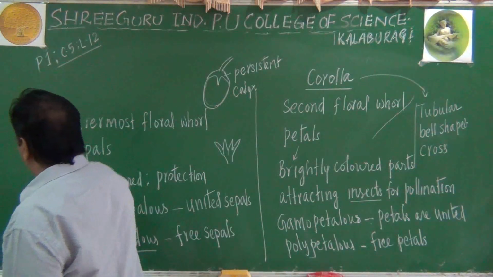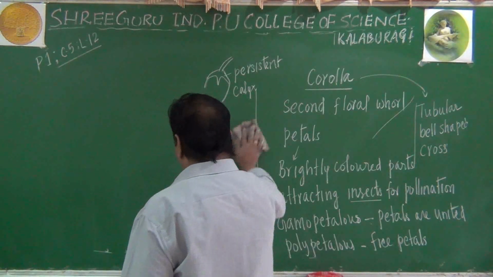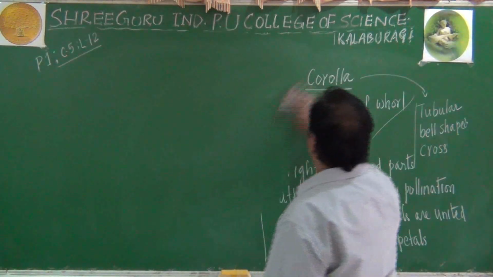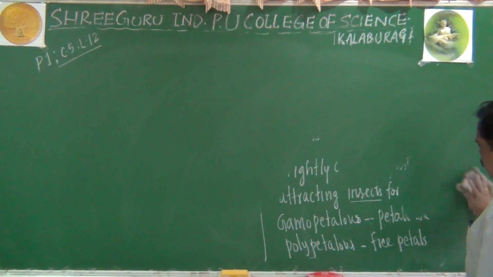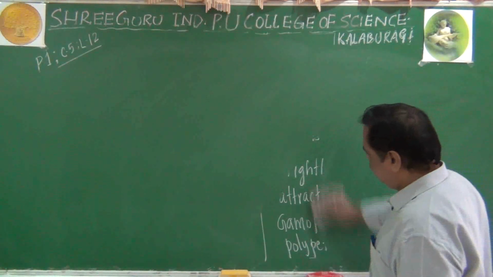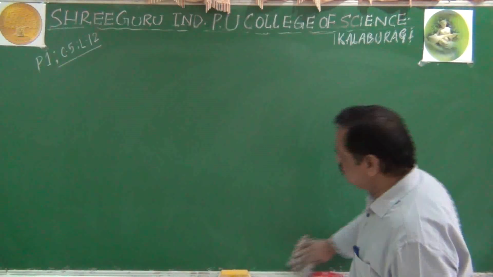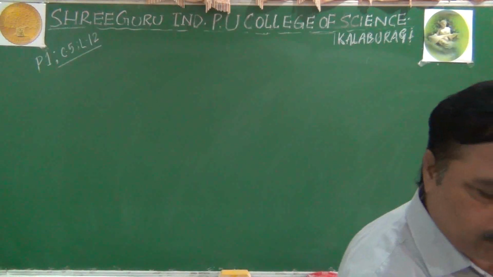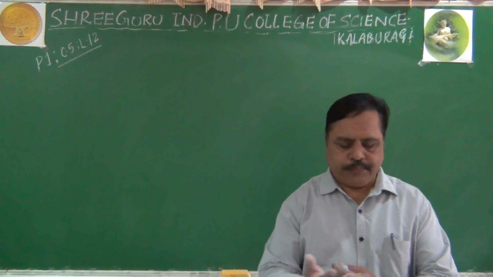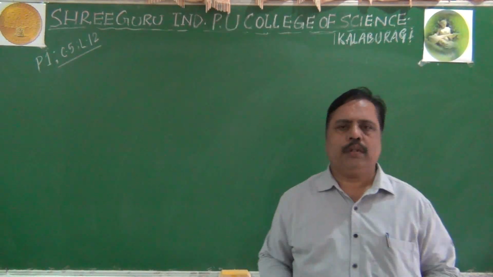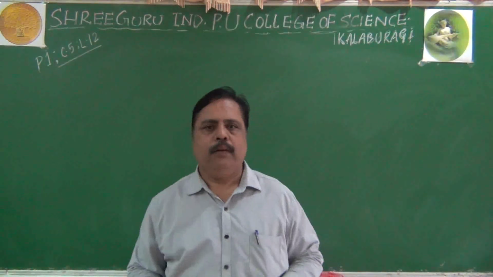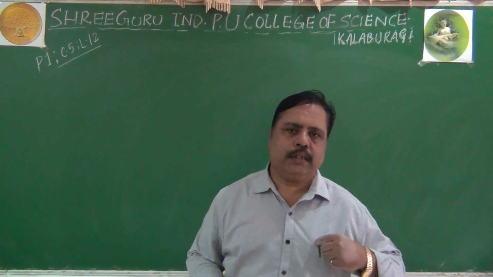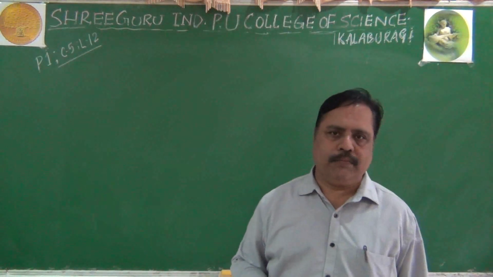Students, let us go for one more important aspect related to a flower. Already one 5-mark question we discussed in this lecture, related to the description of a flower with reference to the position of ovary: hypogynous, perigynous and epigynous flower.